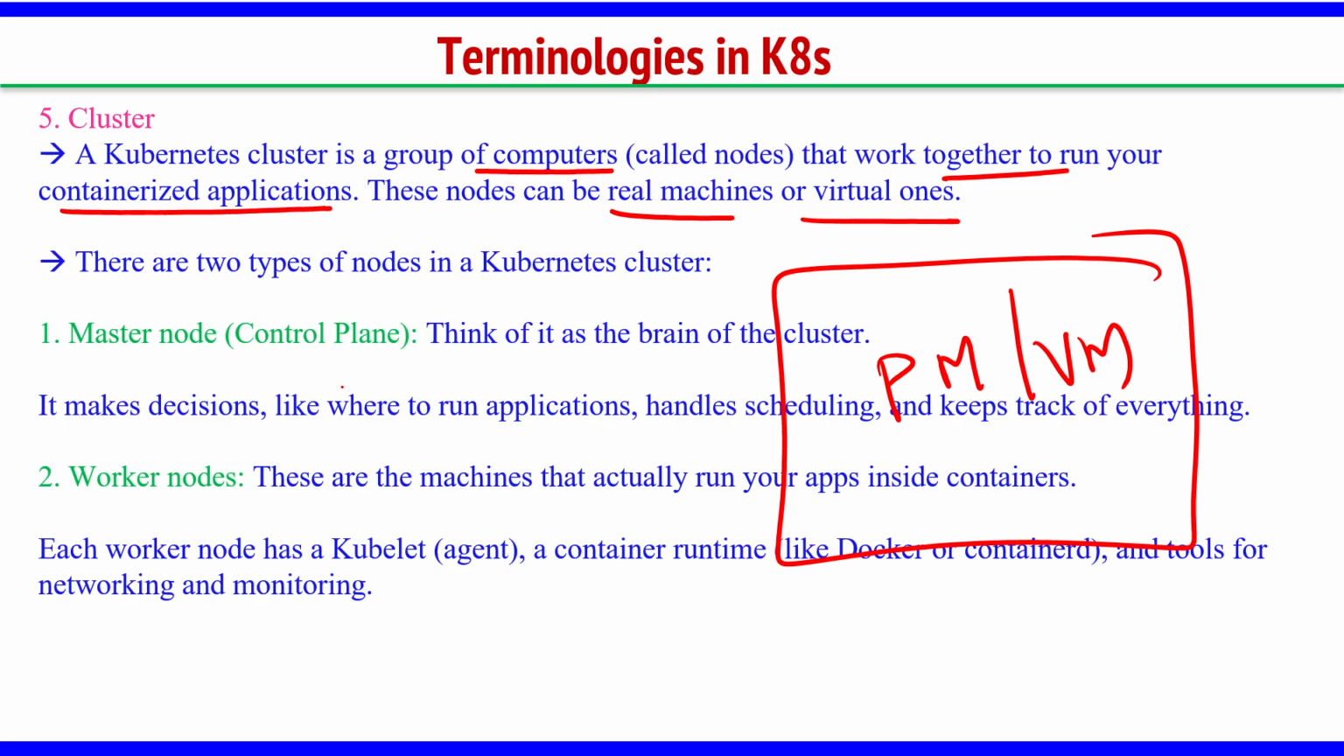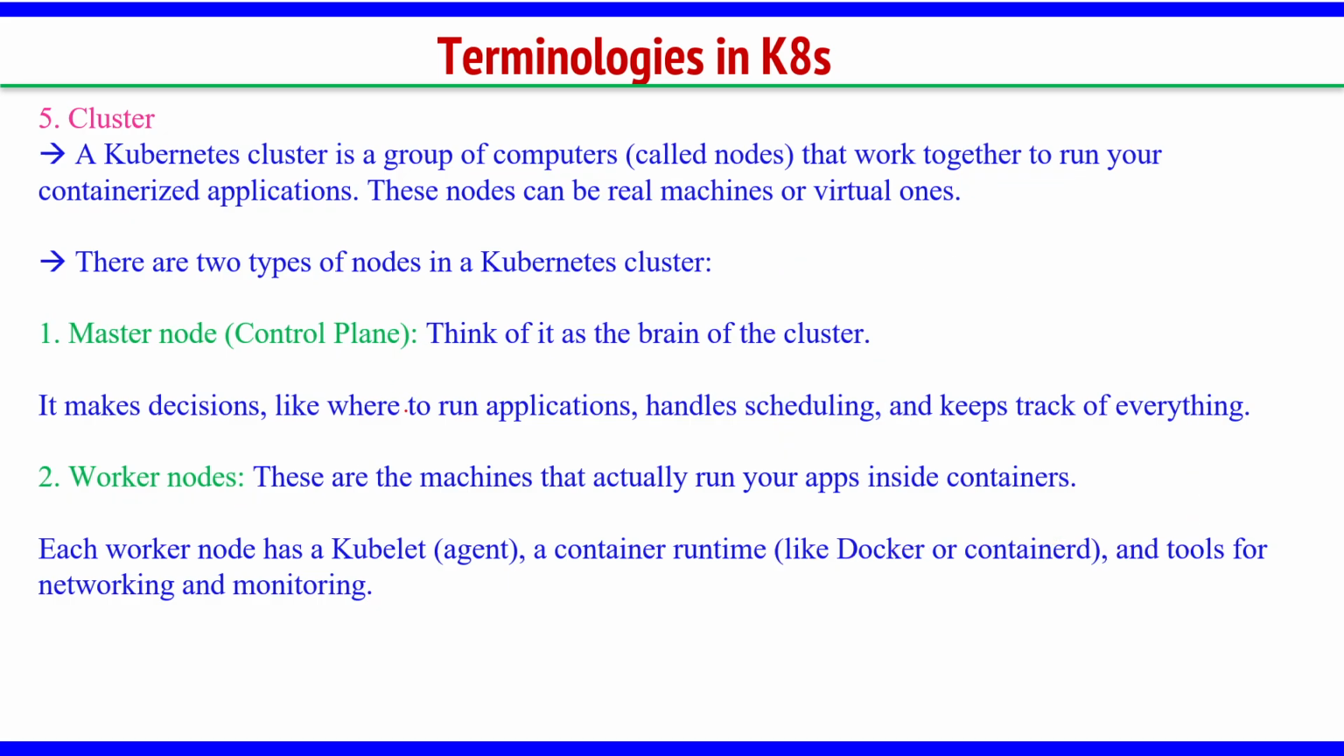Okay. So, there are two types of nodes. One is the master node, the control plane, the other is worker nodes. The master node makes decisions like where to run applications, it will handle scheduling, it will keep track of everything. Worker nodes are the actual machines that run our applications.